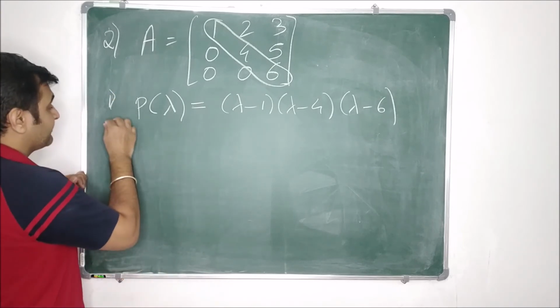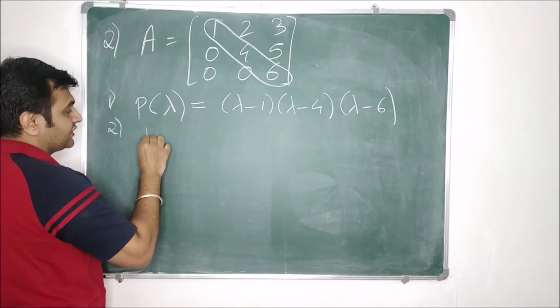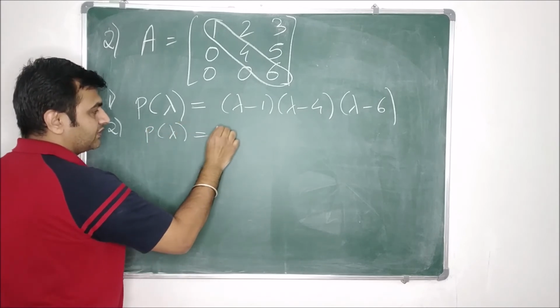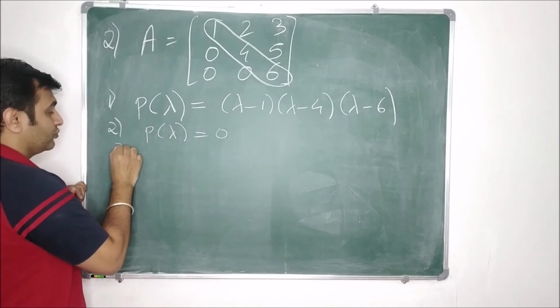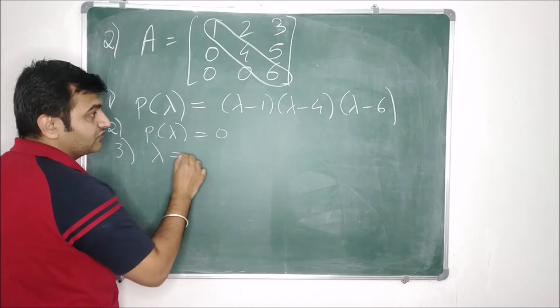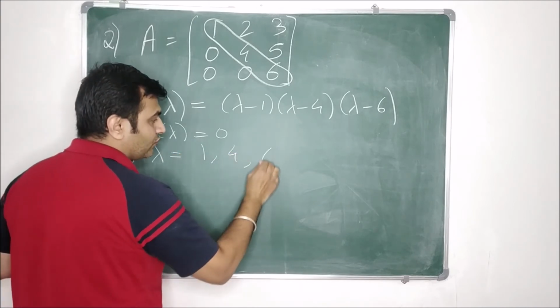So this is the characteristic polynomial. What is the characteristic equation? You take this equal to 0. That is the characteristic equation. You solve this, you get the eigenvalues. What are the eigenvalues? 1, 4 and 6.